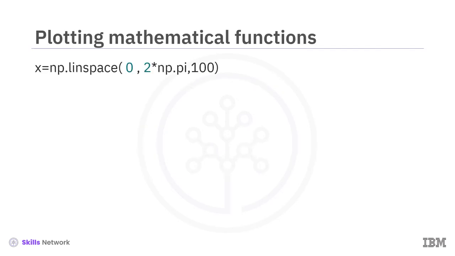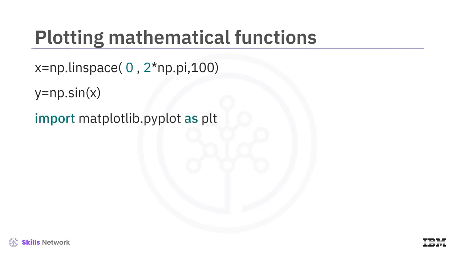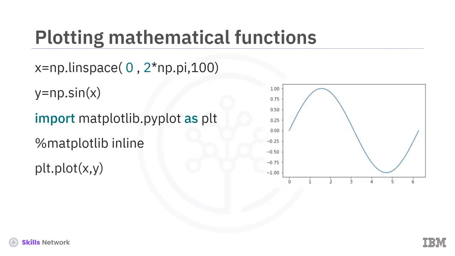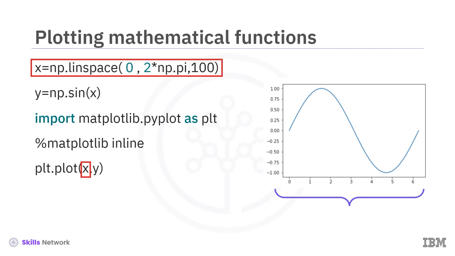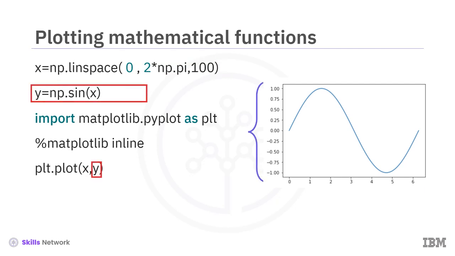We can use the function linspace to generate 100 evenly spaced samples from the interval 0 to 2 pi. We can use the NumPy function sine to map the array X to a new array Y. We can import the library pyplot as plt to help us plot the function. As we are using a Jupyter notebook, we use the command matplotlib inline to display the plot. The following command plots a graph. The first input corresponds to the values for the horizontal or x-axis. The second input corresponds to the values for the vertical or y-axis.